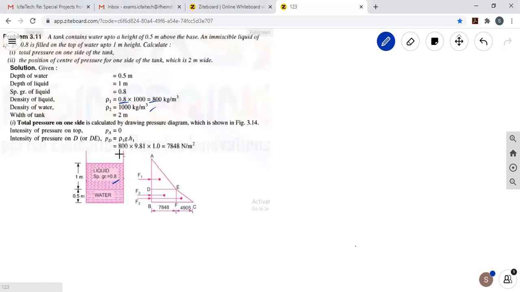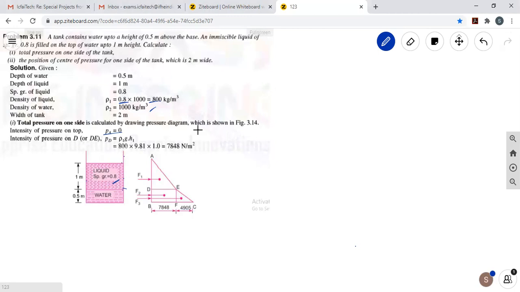So what is the pressure acting at A? 0, because it is free to atmosphere. The pressure intensity at A is 0. And what is the pressure intensity at D? Up to D, only one type of fluid is here, that is your liquid. That is rho g H1. Rho is how much? 800. g is 9.81. And H1 is how much? 1 meter.